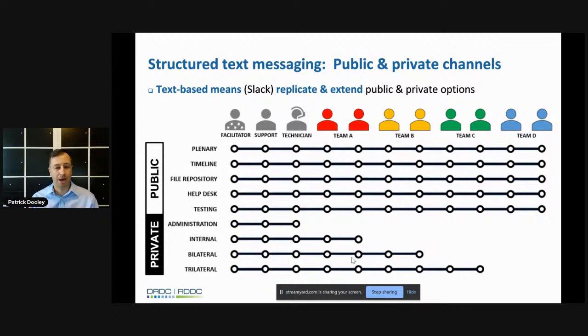Now, in parallel with that, at the very same time, we have multiple structured text-based channels for all those secondary discussions. So we're using Slack generally. We have a collection of public channels and private ones. For instance, there's a plenary public channel that everyone's a member of, where they can discuss the game. But we also have private channels for internal team discussions and bilateral, trilateral private discussions. We add an administration private channel for members of the control team to discuss things with one another, as well as multiple public channels like a help desk where people can ask for help, a testing channel where they can learn to use the platform, a file repository, and so forth.